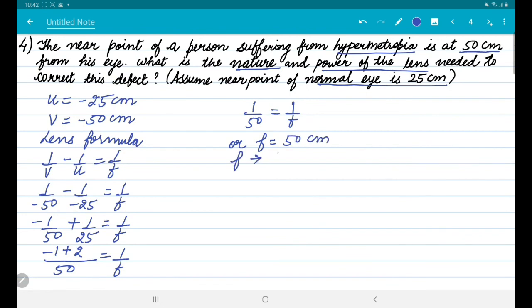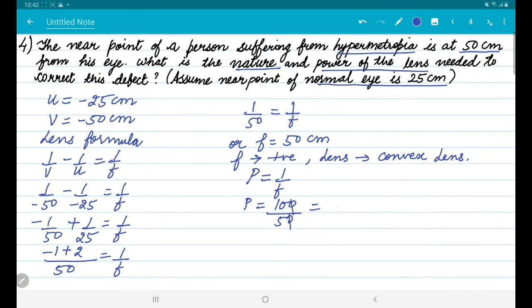As focal length is positive, so lens used will be convex lens. Now to find out, power is equal to 1 by f. As focal length is in centimeters, we'll be multiplying it by 100. It is 2 diopters with a plus sign. So our power comes out to be plus 2 diopters.